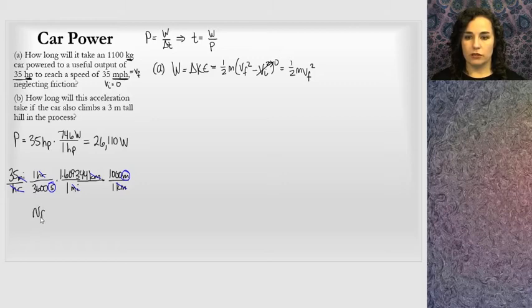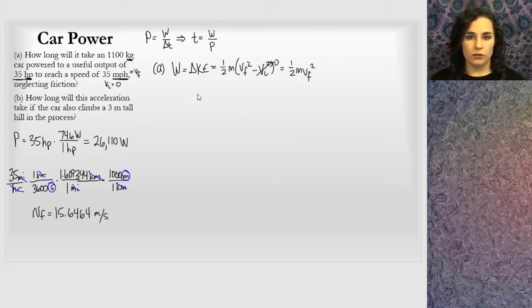So V final, when you run this through, I'm getting 15.6464 meters per second. So that's that final speed. And then I could calculate the energy required in order to speed the car up that far.